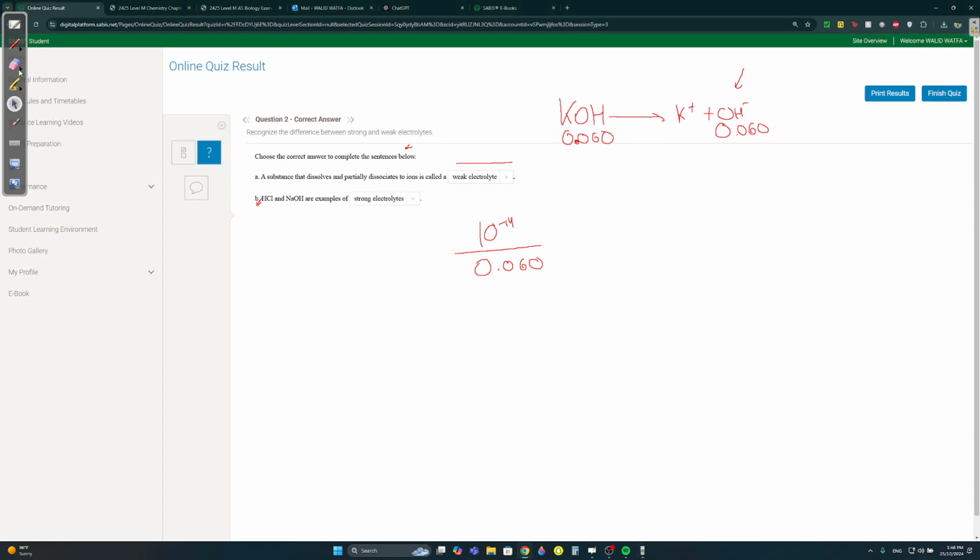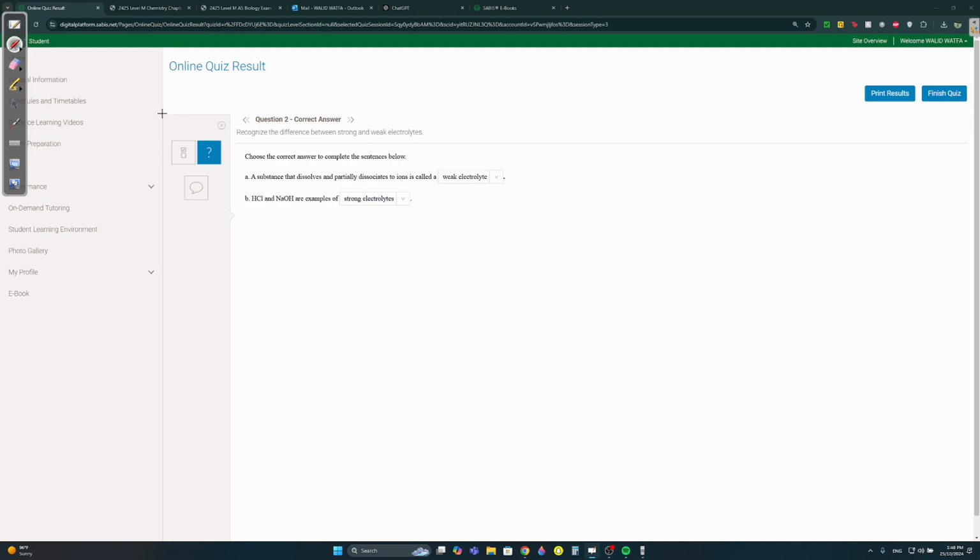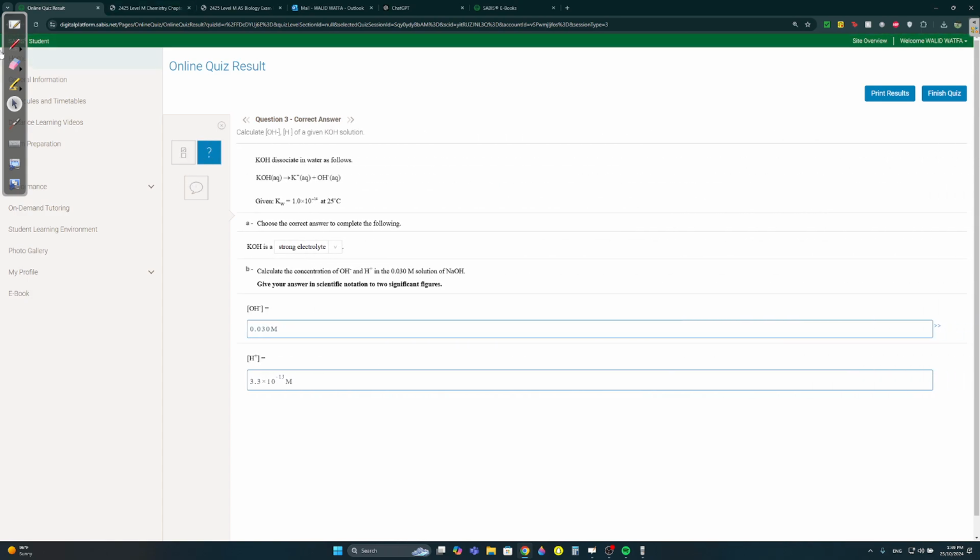I think the same numbers also came in the AMS. A substance that dissolves partially is obviously weak. HCl and NaOH are strong, because HCl, you guys know, is strong. NaOH is strong. The weak acids include CH3COOH, as well as H2SO3. Also HCOOH. I'm looking at my notes. And C6H5COOH. Anything that has COOH is weak.